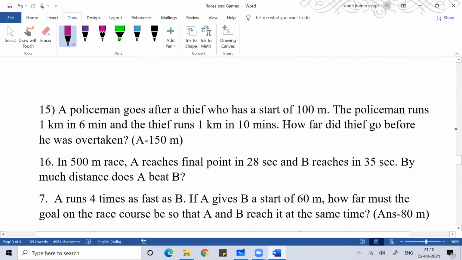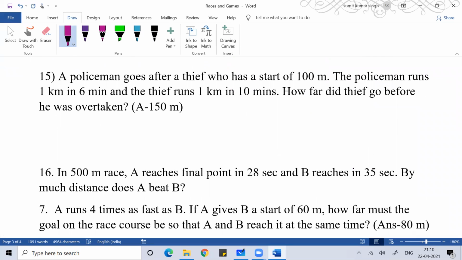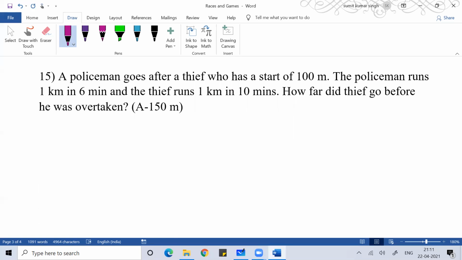So going further, you can see the next question, question number 15. The police goes after a thief who has a start of 100 meters. So the distance between police and thief is 100 meters.